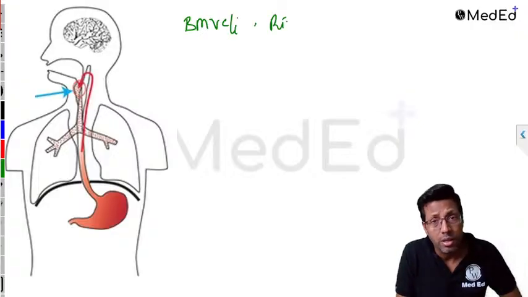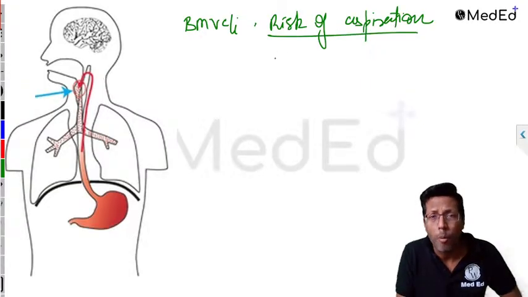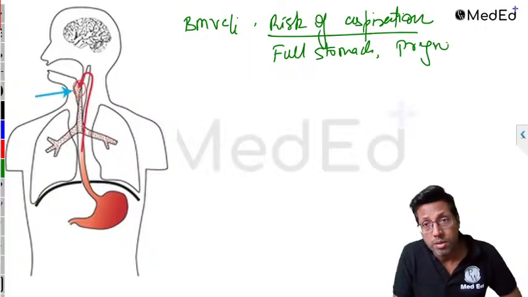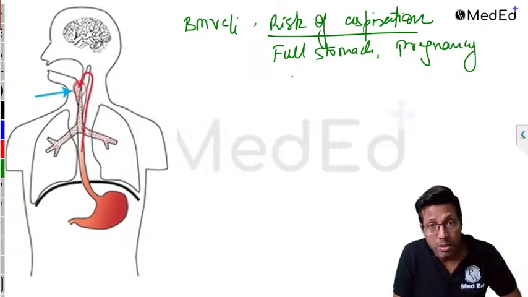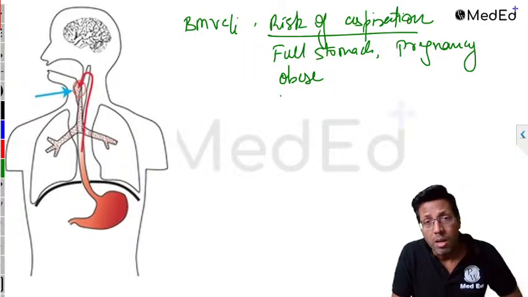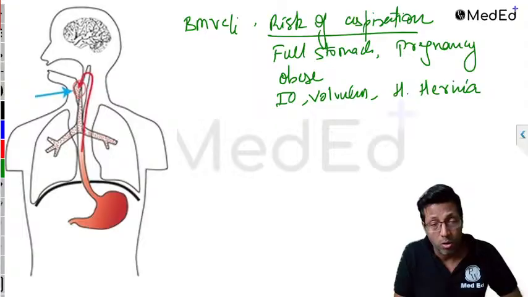So remember, any condition that can lead to risk of aspiration is considered a contraindication for bag mask ventilation. Prominently, a patient who is full stomach, right? A patient who's pregnant, pregnancy is always considered full stomach. Someone who is obese, right? A tumor, ascites, all that is considered full stomach. A patient with intestinal obstruction, volvulus, hiatus hernia, or delayed gastric emptying. All the causes of delayed gastric emptying can also come over here.